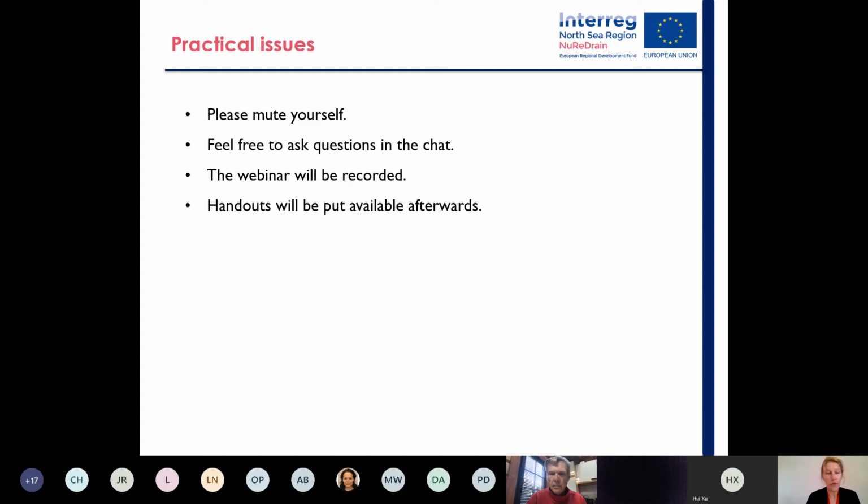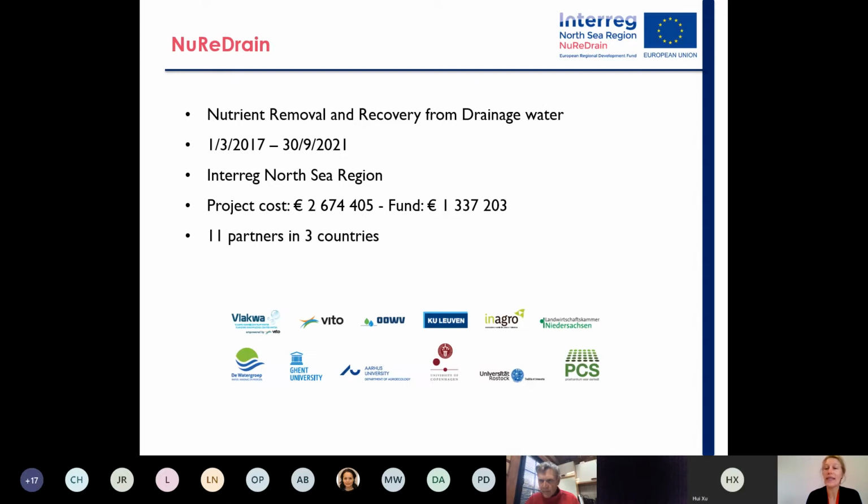Okay, so before I give the floor to the presenters, I first want to briefly introduce you to the NuReDrain project itself. NuReDrain stands for Nutrient Removal and Recovery from Drainage Water. Our project will last for 1 more year, and it's a project which is funded by the Interreg North Sea Region program. We are 11 partners cooperating from 3 different countries, being Denmark, Germany, and Belgium.